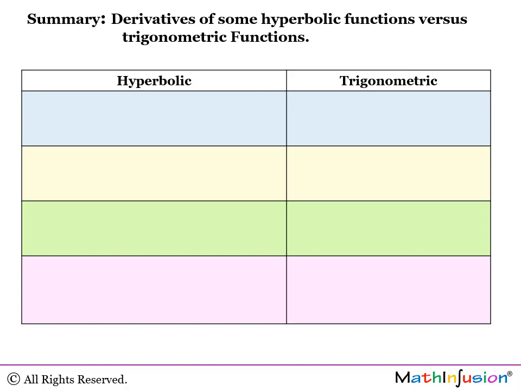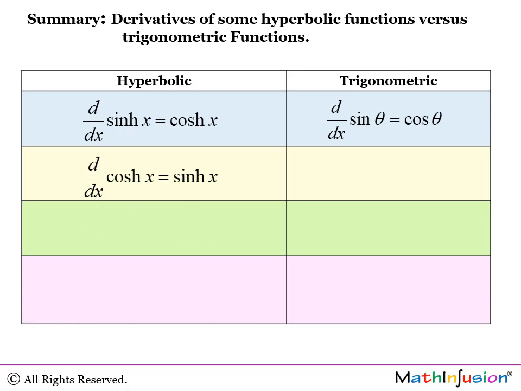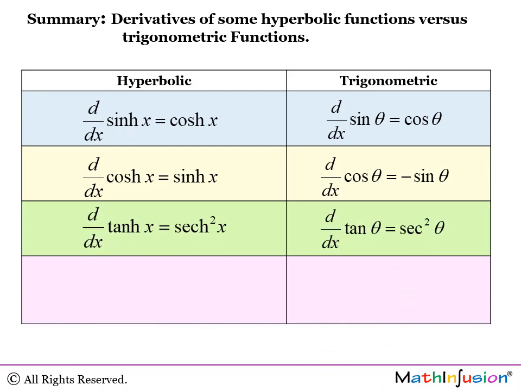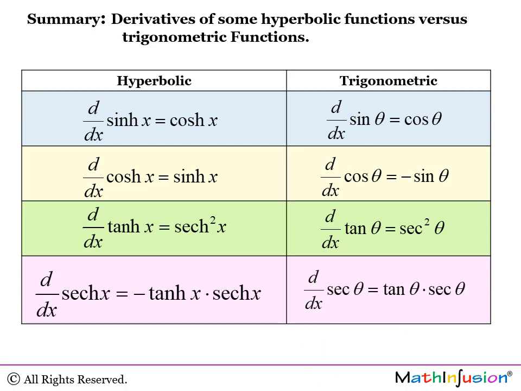Here is a summary: the derivatives of some hyperbolic functions versus trigonometric functions, because they're very similar, but there might be a change with the sign. Sometimes we have a minus in one and not in the other. This is such an example. With the hyperbolic we don't have minus, with the trigonometric we do. And here's another one. Here we have minus in the hyperbolic, but we do not have minus in the trigonometric.